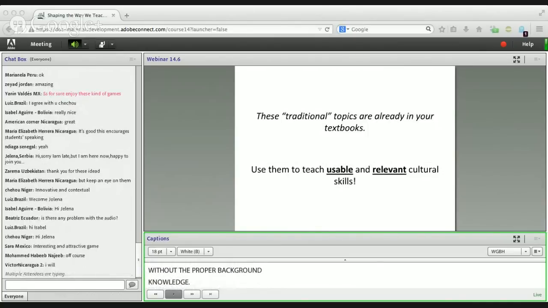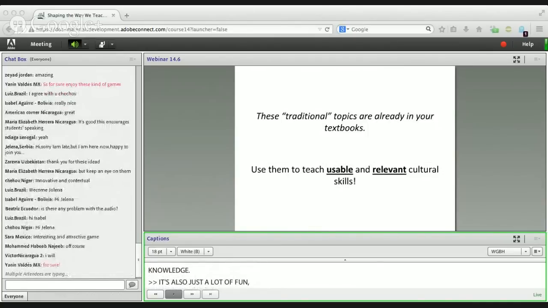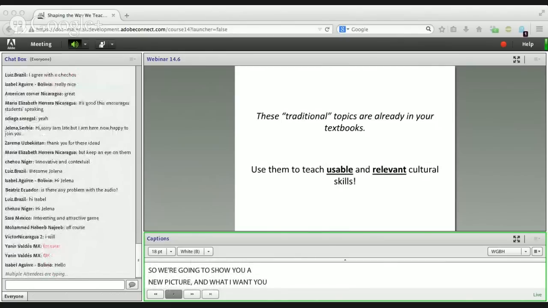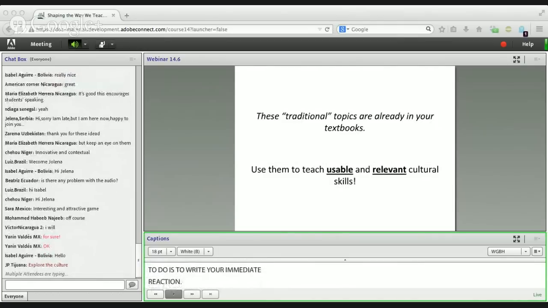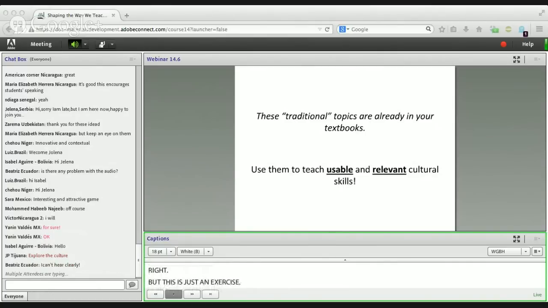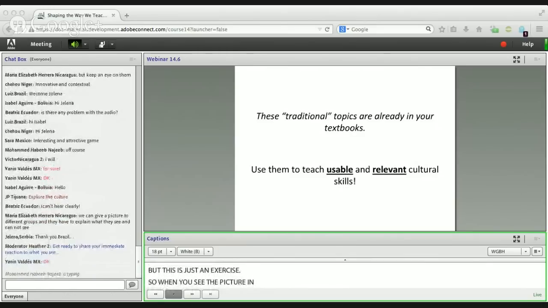So we're going to show you a new picture now, and what I want you to do is write your immediate reaction. I have to warn you, the picture is kind of shocking. Super shocking. But this is just an exercise. So when you see the picture, just write your immediate reaction in the chat, and then we'll see what people say. Are we ready? Make sure you're sitting down.